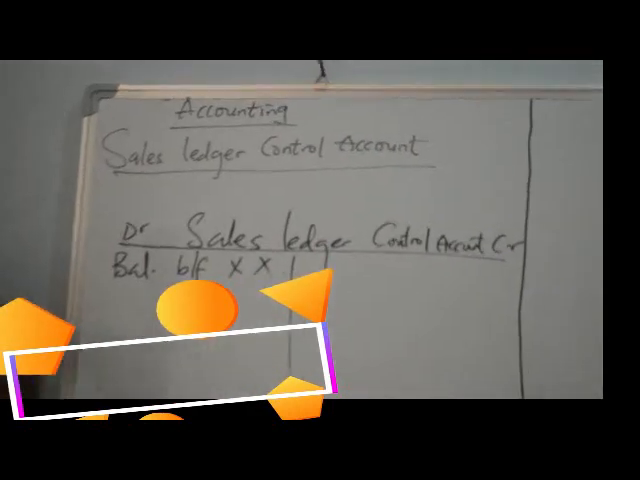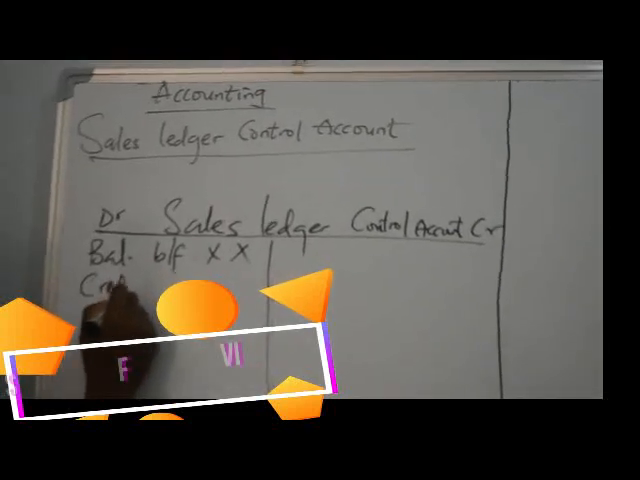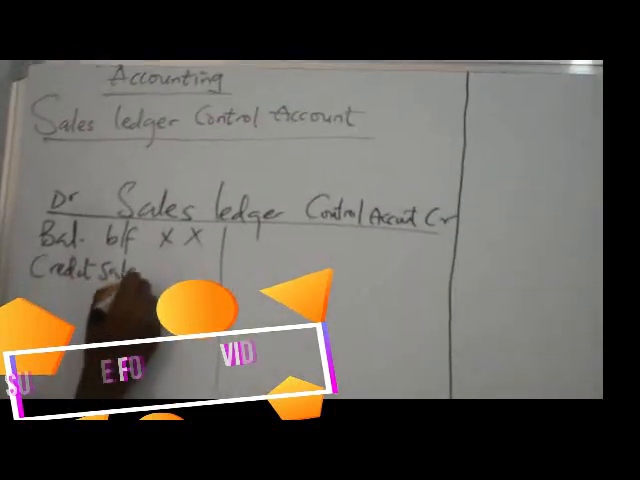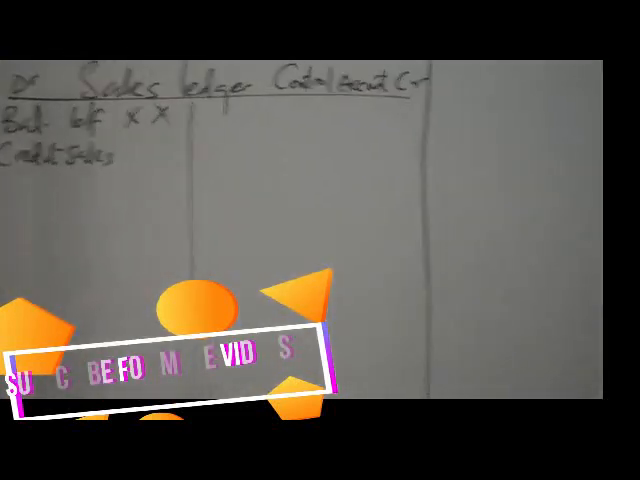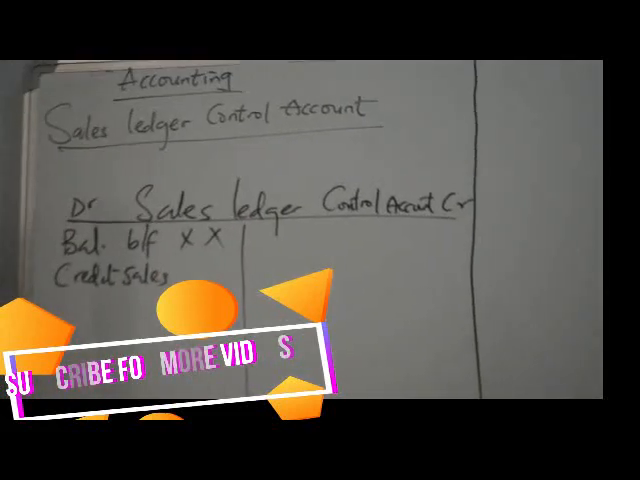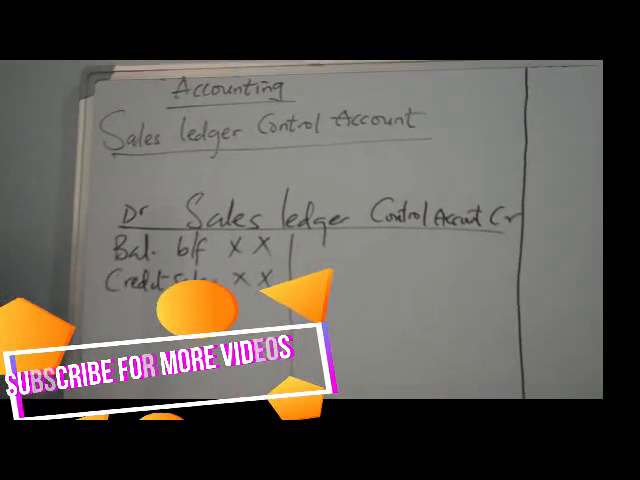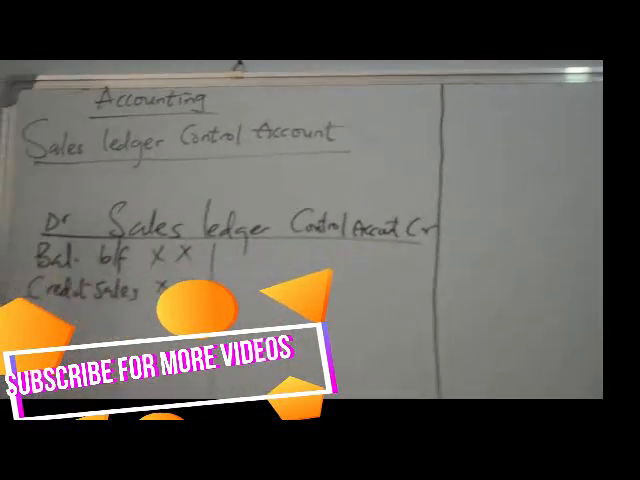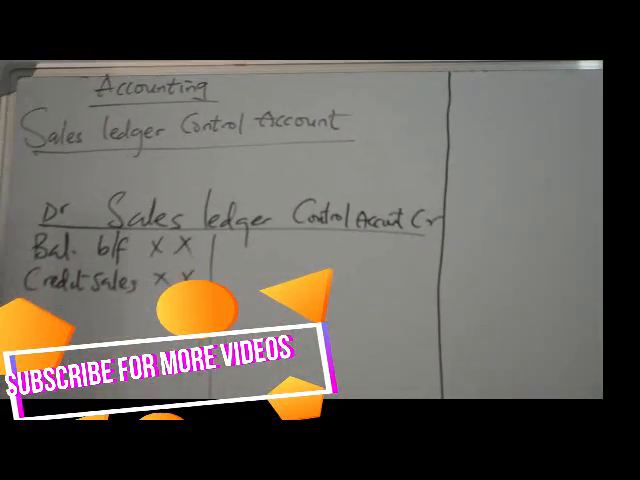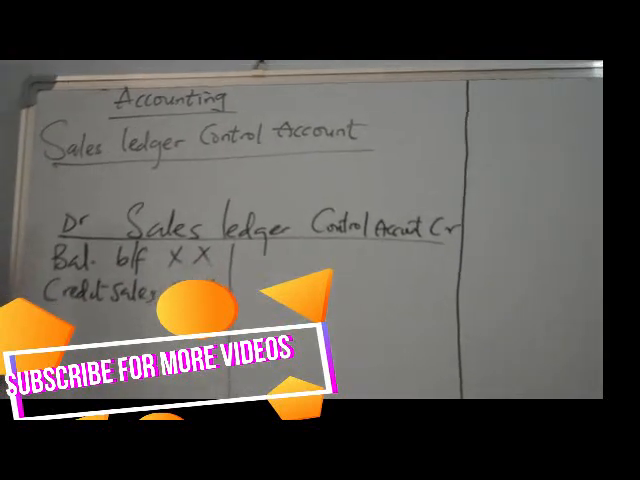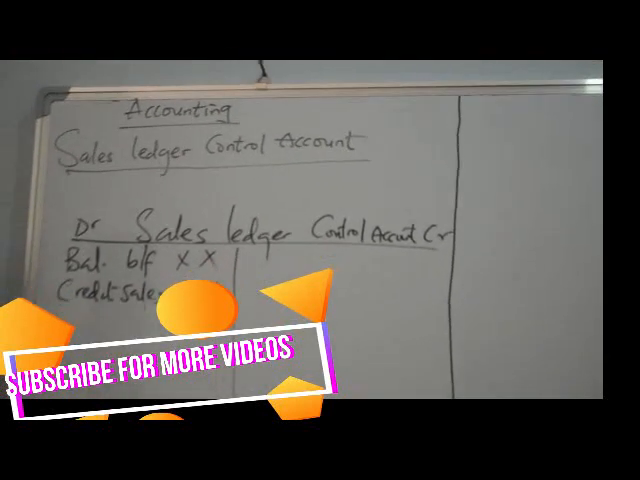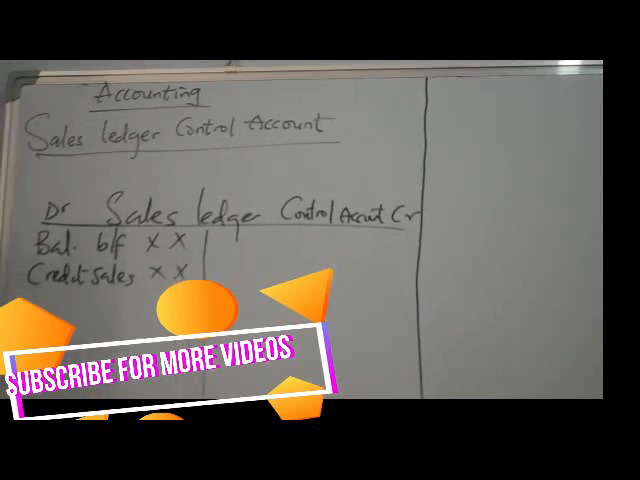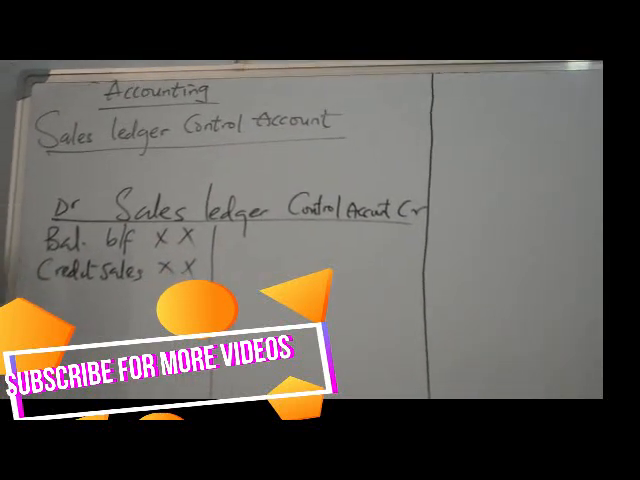Are we together? Then you have your total credit sales for the year. The sum total of items you sold on credit to your debtors for the year is what we refer to as our credit sales. This account is usually prepared to review the balance owed to us by debtors. So we have our credit sales. Now this format is very easy. I'm going to teach you a quick trick.